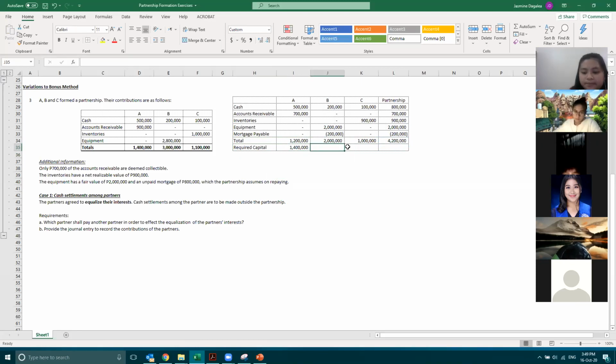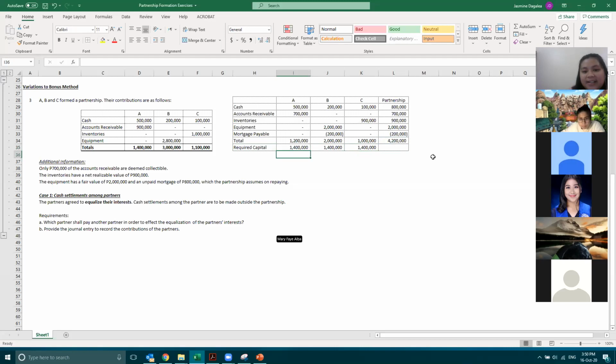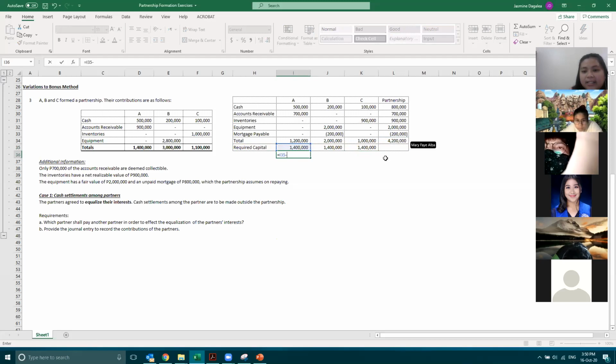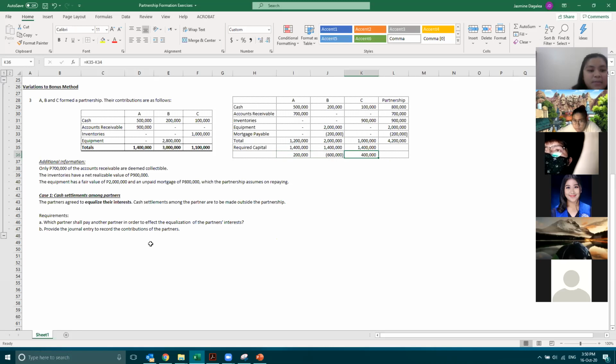Kay B, magkano? Same lang, ma'am. Same kasi equal, di ba? Yes, ma'am. So, yan yung required capital nila. Ngayon, ide-deduct natin yung required capital against the total contribution. So, sino magbabayaran?